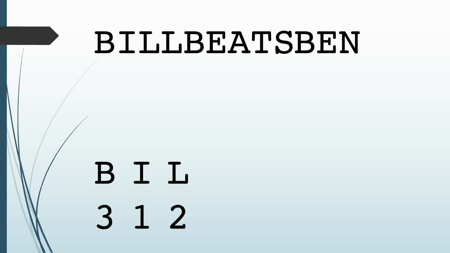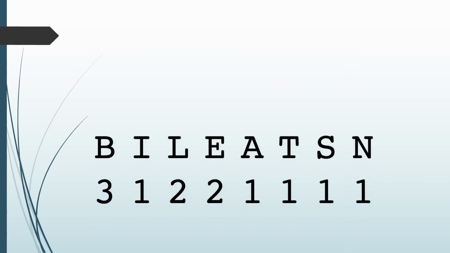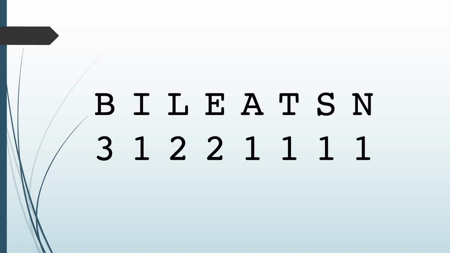Notice the next letter after L is B. Since we've processed B before, we are going to skip this instance, and go straight to the next alphabet, which is E. Repeat this action until the end of the source. You will get the following note. The source alphabets, B, I, L, E, A, T, S, and N. And their probability of 3, 1, 2, 2, 1, 1, 1, and 1.